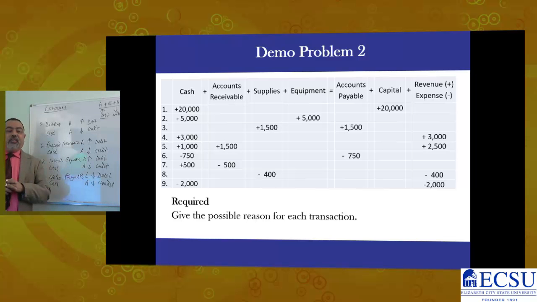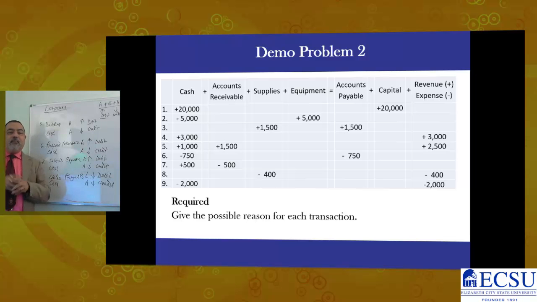Number 5, as you can see, what has happened is cash is increasing by 1,000, accounts receivable is increasing by 1,500, and the revenue is increasing by 2,500. So I would think the revenue is earned 2,500. Out of the 2,500, I receive 1,000 in cash, and 1,500 is receivable that will be received in the future. So that would be number 5.